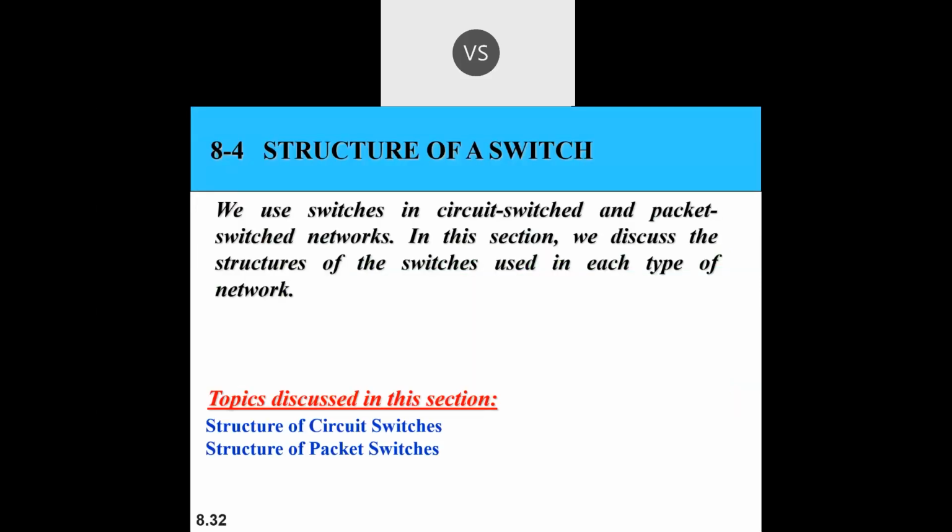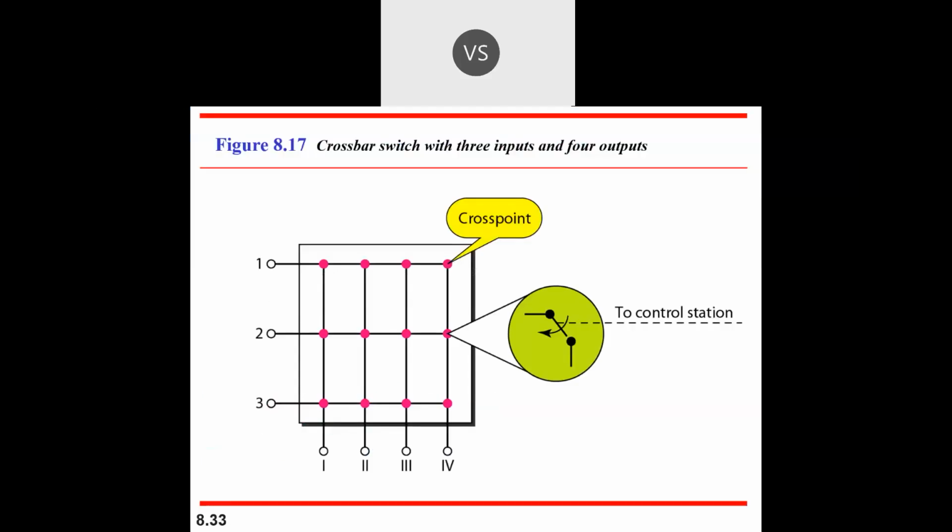Next, we are talking about lots of things about the switch, but what do we mean by a switch? Okay, so structure of a switch: we use switches in circuit switched networks and packet switched networks. In this section, we are going to discuss what the structure of a switch is and what different types of networks it is used in. So first switch is the crossbar switch. Now a crossbar switch is one type of keypad, you can say, but it is controlled externally.